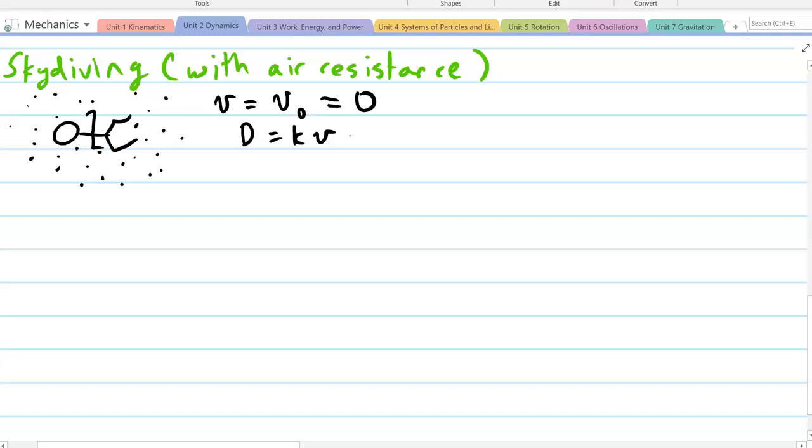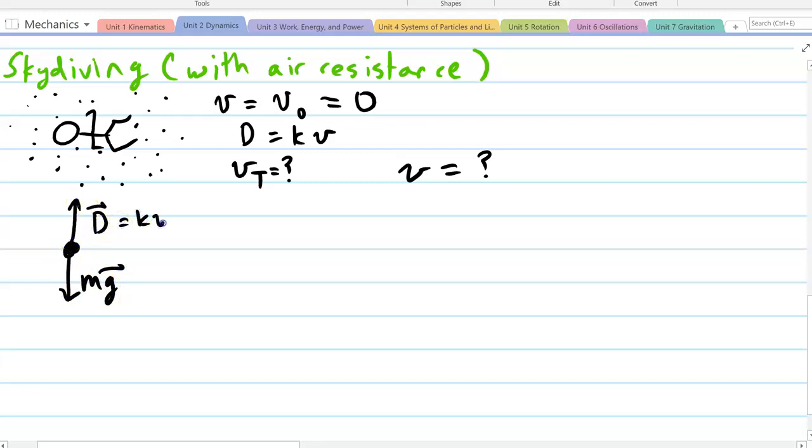First, let's find the terminal velocity. And then after we find the terminal velocity, let's try to find a function that represents the velocity in general. So with the terminal velocity, we have just two forces: the weight, mg, and the drag force, which is equal to kv.